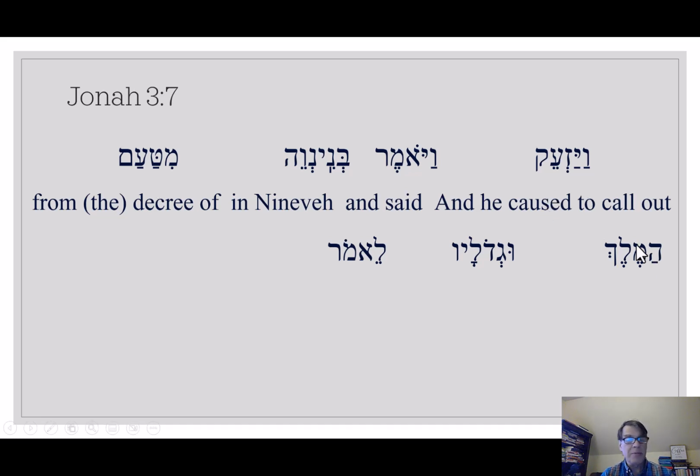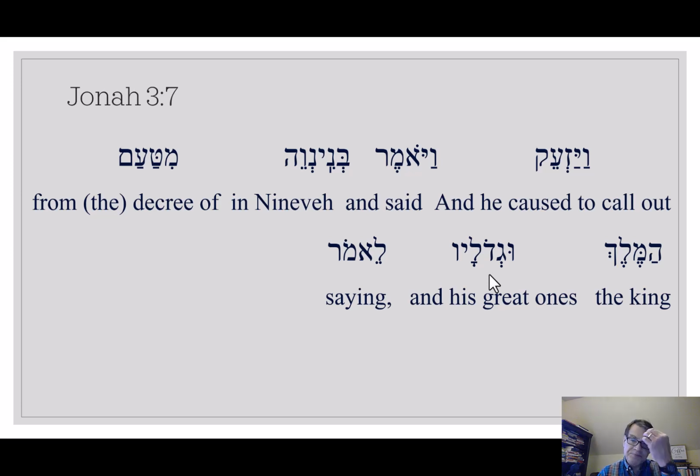Hamelech, what's he, patach, doubling? It's the. What's melech? It's king. See, so much here. What's gadol? It's the word for great. What's a shureq? That's the word and. What's the vav on the end? That's his. So, and the decree of the king and his great ones. That is the nobility of Nineveh, of Assyria.